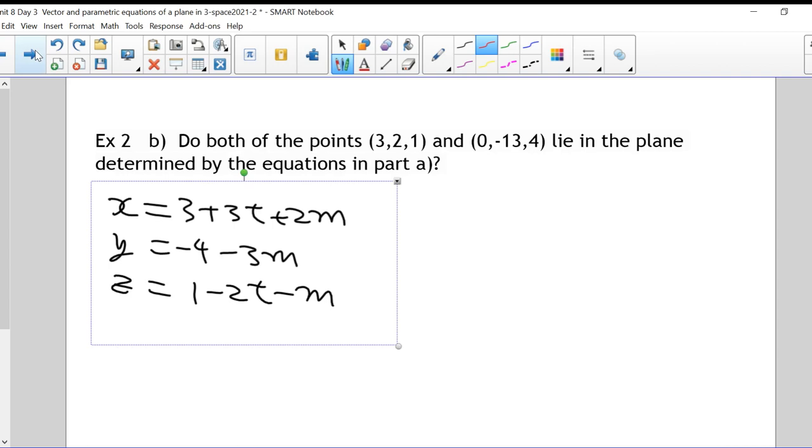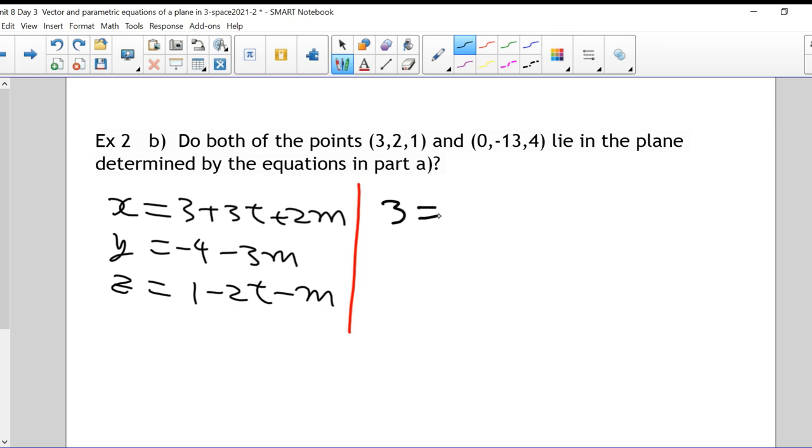Yeah, so it's the same thing. So it's probably not a bad idea that I didn't erase what was there before. Okay, so I'm going to keep that there as a reference. And let us now start off with the x. And I'll go back to black, by the way. Let's start off with the x. And we know that 3 is the value of x in this one. So 3 is equal to 3 plus 3t plus 2m.